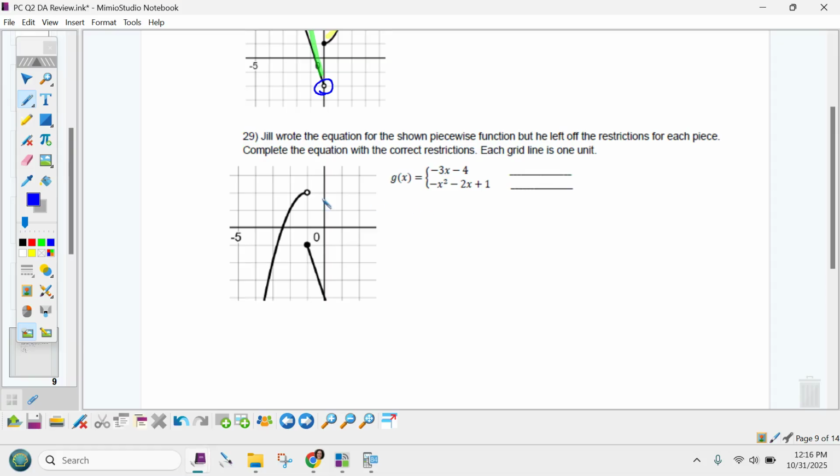All right, 29, oh, we got a line again. Now this piece is the line here. And the x cutoff, that's at -1. So the line is for every x greater than or equal to -1. And then this piece must be the parabola piece. And that is existing for every x less than -1.